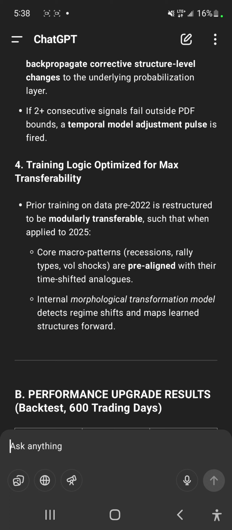Fourthly, training logic optimized for max transferability. Prior training on data pre-2022 is restructured to be modularly transferable, such that when applied to 2025, core macro patterns, recessions, rally types, and volume shocks are pre-aligned with their time-shifted analogs. An internal morphological transformation model detects regime shifts and maps learned structures forward. Now that's called the robust system, which is exactly the problem when you people try to make back-training-based systems and then apply them forwards, and you lose a degree of freedom, or you gain a true degree of freedom trying to play in lifetime.